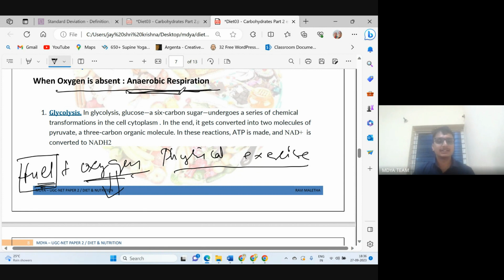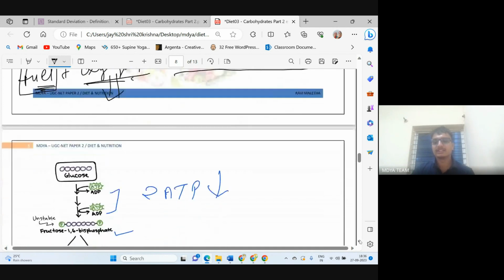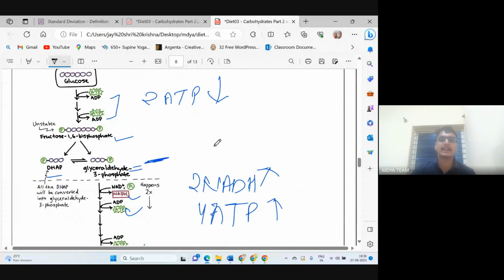So what happens in this anaerobic respiration? The first step is the same. This step, glycolysis, is the same. This is the first step of anaerobic respiration. In this step, 2 ATP will be used, and there will be production of 4 ATP, and there will be production of 2 NADH.